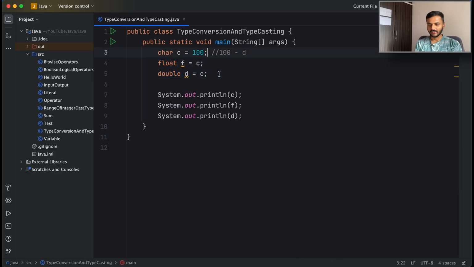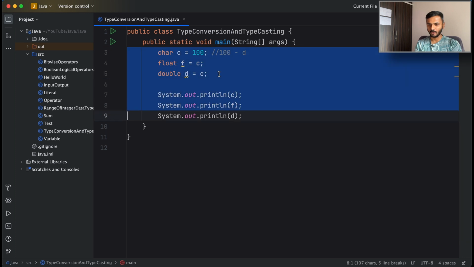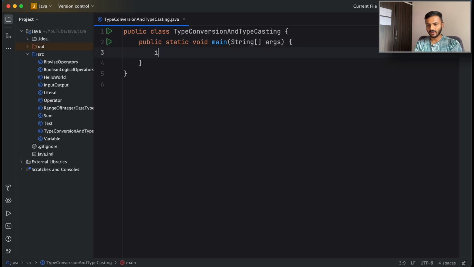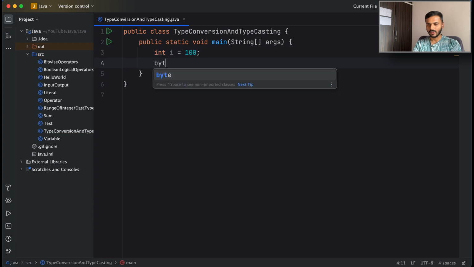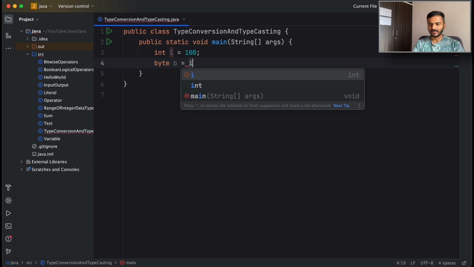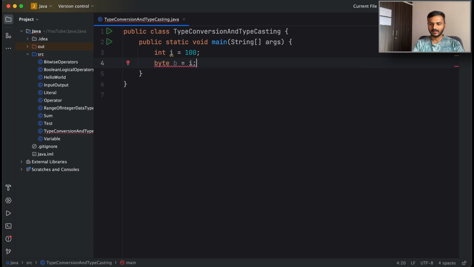So over here, if I get rid of this code first, and then I go for int, say I is equal to 100. Now, if I go for byte, say b is equal to I. Now, what will happen if I put a semicolon? If I put a semicolon, we will get an error. Now, what's exactly happening over here? I is being assigned to b, and I contains 100, and 100 falls within the range that is supported by a byte variable. Then what's the problem?